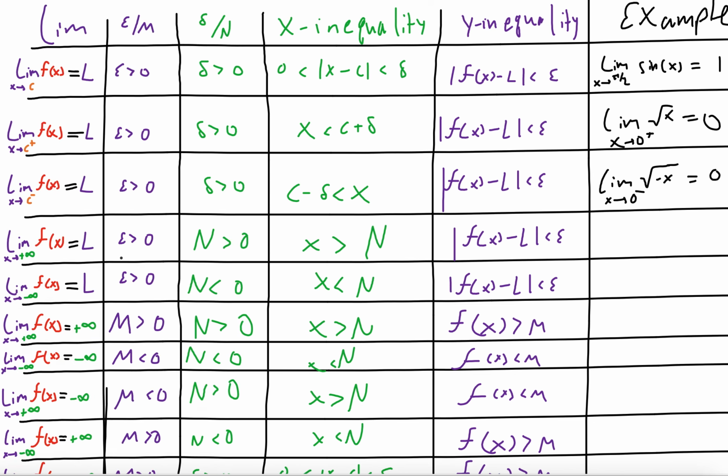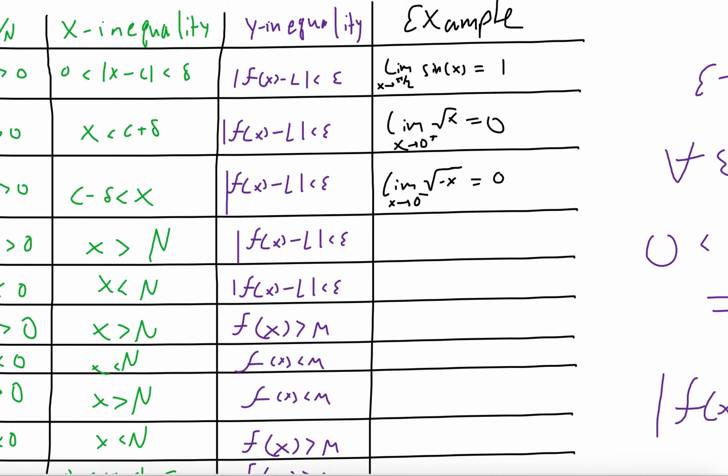Okay, now let's take a look at limit as x goes to positive infinity of f of x is equal to L. In the last video, I mentioned arctan. So let's use the same function. The limit as x goes to positive infinity of the function arctan of x will approach pi over 2. All right, and if you look at the graph of arctan, you can see that. All right, likewise, since arctan is an odd function, the limit as x goes to negative infinity of arctan of x will be negative pi over 2.